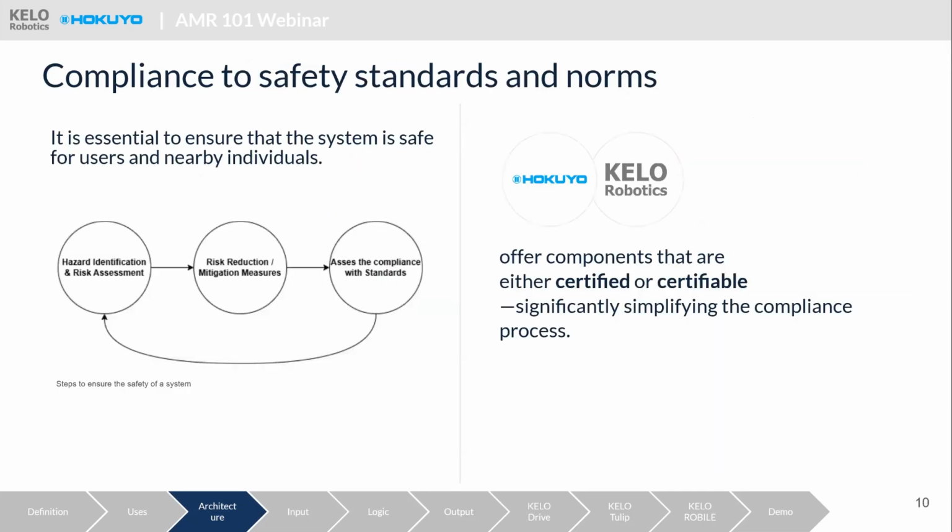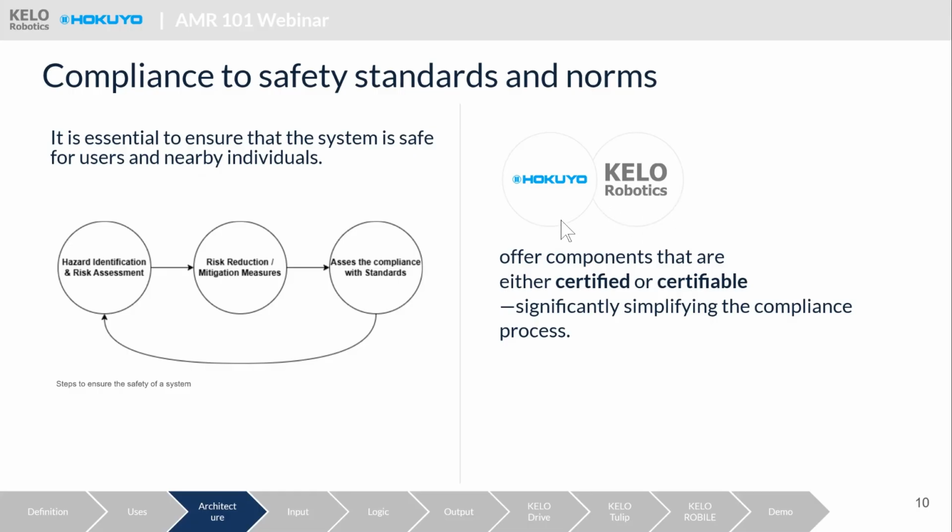So let's talk a little bit about safety. This is a very simplified version of the safety compliance procedure. Normally, depending on the application, we first have to identify the risks and assess them. Then we have to come up with some solutions to reduce or mitigate the risks. Then we have to assess the system and see if it complies with the norm. If not, we have to go through this cycle again and again to make it compliant.